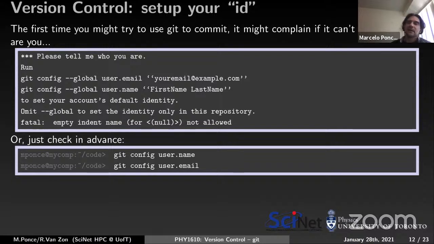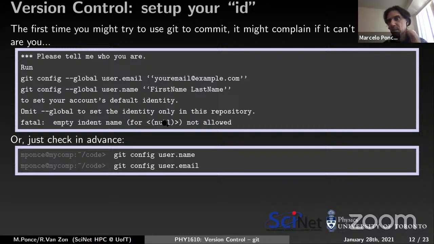What that means is that I can have repositories where, for instance, if I'm working with people at U of T, I may want to use my U of T email. If I'm working with external collaborators, I may want to use my personal email or my Gmail or whatever. So you have full control of what credentials you put for each repository. If you want to check if you are identified by Git, you can run git config user.name and git config user.email. If nothing is shown by these commands, then it means that you need to set this up.